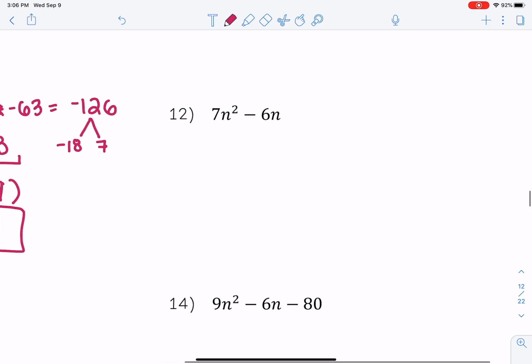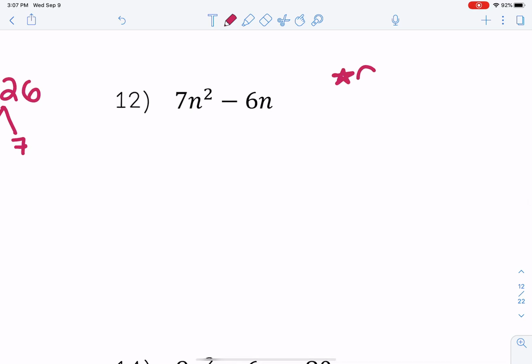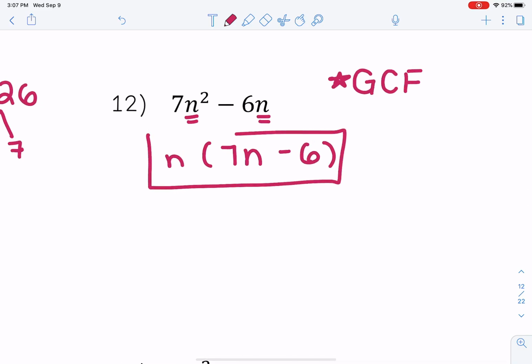Now this next one looks a little bit odd because there's no 3 terms, there's only 1. So let's first try to take out the GCF. That's always our first try. Notice they both have an n in common, so I can take out an n. And this is actually the best I can do, so this problem was a little bit simpler.